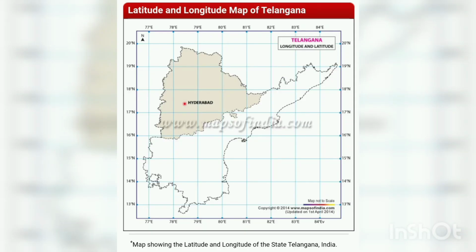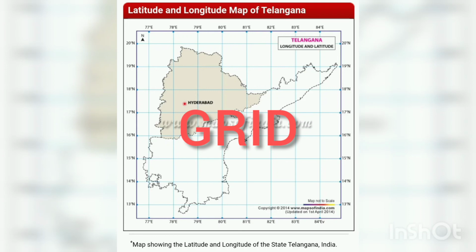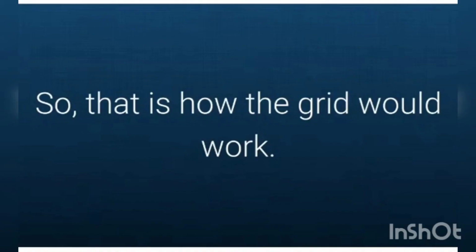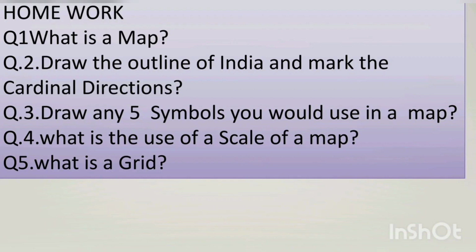Now you can see the longitudes and latitudes for Telangana, and with the help of this you can identify the different cities or different districts, the location of different districts. You try it out at home. So this is how the grid will work. If you know the grid, it's easy to identify the places. With this we end the first part.